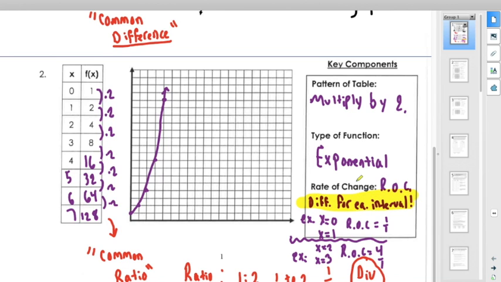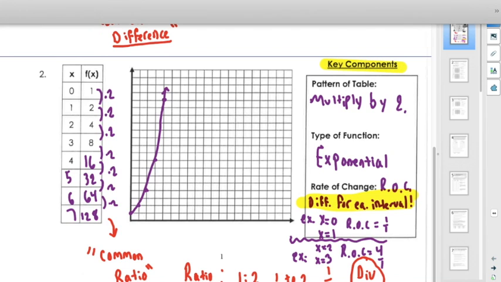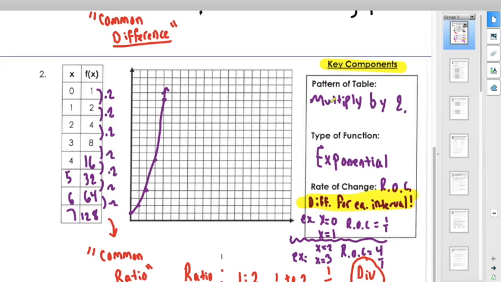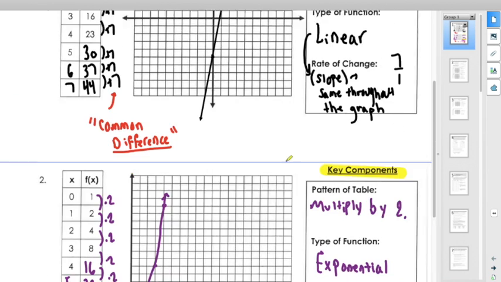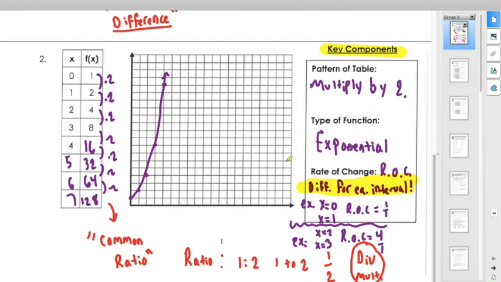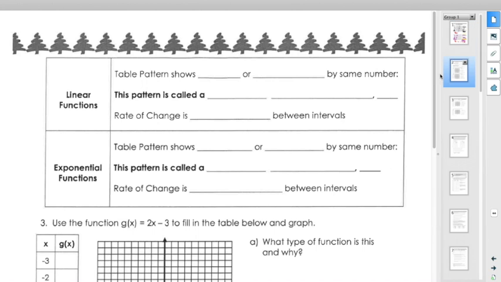Okay? Key components of exponential functions. Get down any notes you need, pause, rewind, and let's go on to the next page.